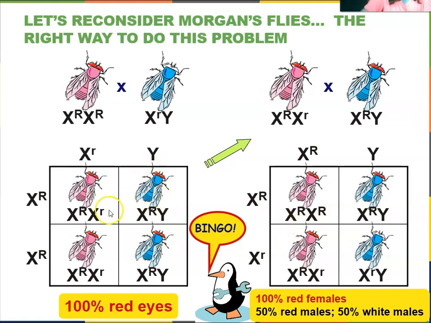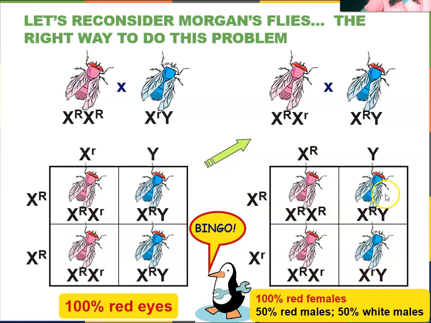So then we do the cross of the F1s together. And so we take a female here who is X big R, X little r, mixed with a male who is red-eyed, the big R. And what do we get? Well, take a look at the results here. 100% of the females are red-eyed, but the males 50-50.